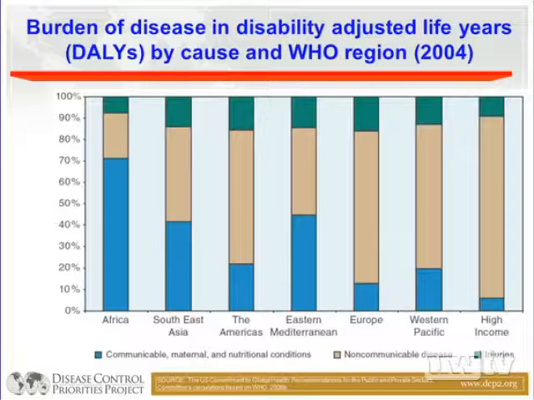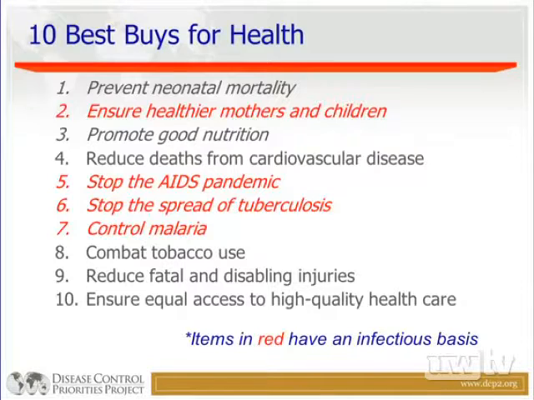There's been an attempt to classify the 10 best buys for health. Where would you get the biggest bang for your buck? And you can see the 10 here. Those in red are infectious diseases. Neonatal mortality, healthier mothers and children, and recent reports indicate things are getting better. Mortality is dropping for mothers and children. Good nutrition, reducing deaths from cardiovascular disease, stopping the AIDS pandemic. I wish I could say we're making a lot of progress there. Stopping spread of tuberculosis, similarly. Control malaria, tobacco use, injuries, and ensuring equal access to health care.